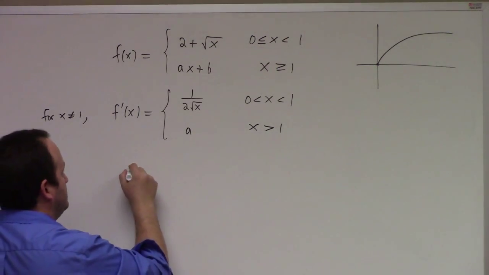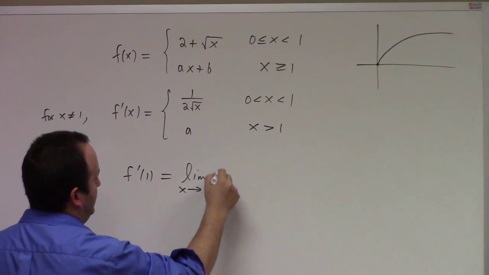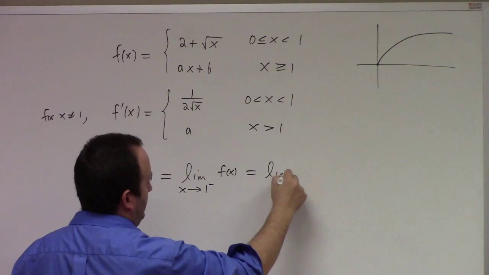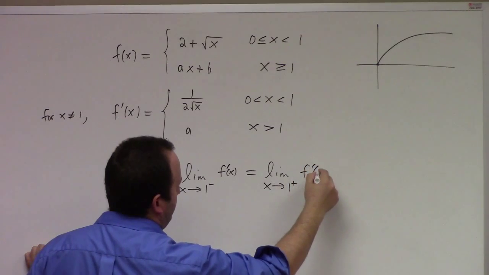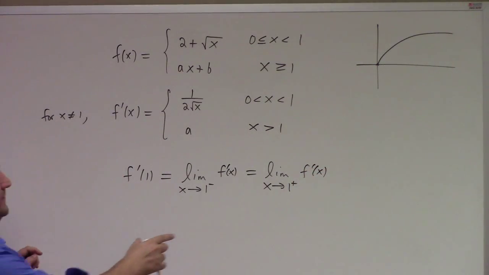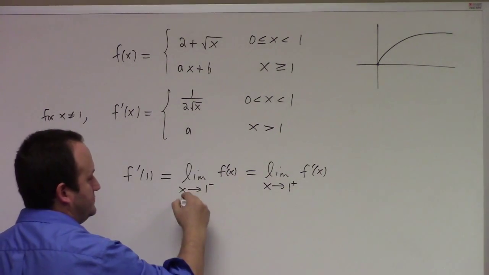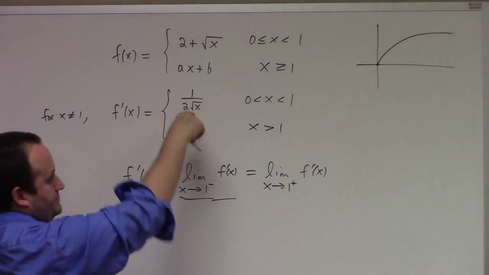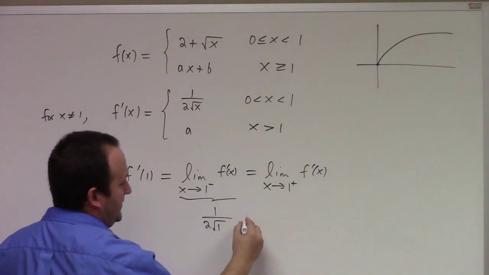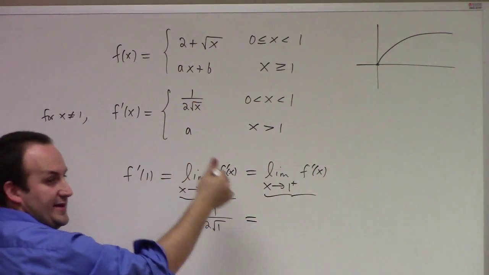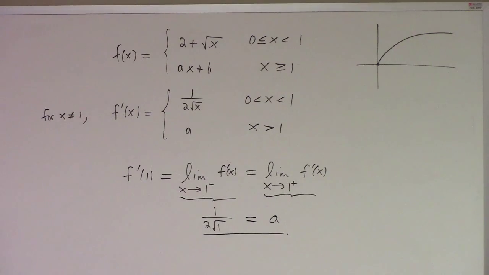What do you want to make f prime of 1? Well, it should be the limit as x approaches 1 from the left of f prime of x, equal to the limit as x approaches 1 from the right of f prime of x. I want to make the derivatives match up. So from the left, what's the value of the derivative at 1? I get 1 over 2 times the square root of 1, right? From that piece. And from the other piece, well, that's easier. It's a. Aha, so that's the value of a. But how do I pick out what the value of b is?